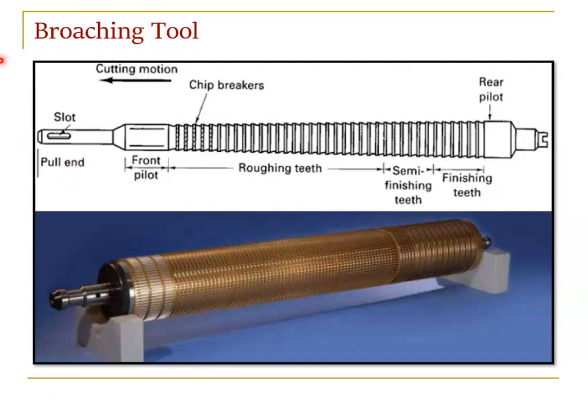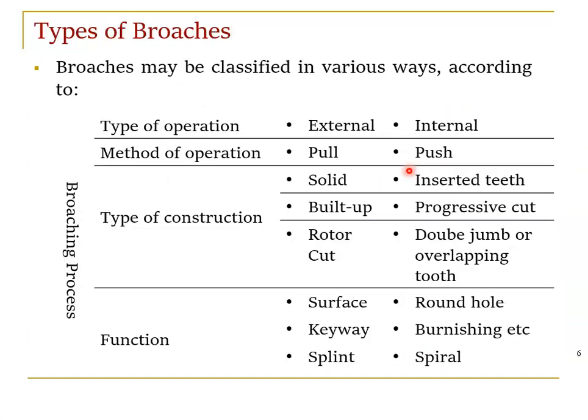So now I have a tool, a piece, and a hole. If I want to enlarge the hole, I first insert the pull end into the hole, and then the cutting motion. As I move downward, first it will touch the front pilot and the roughing teeth, which remove some metal, then the semi-finishing teeth remove, and finally the finishing teeth. So in one stroke you will get the material. This is the nomenclature of the broaching tool, right? If they ask for the nomenclature of the broaching tool, you need to draw this drawing and explain it.